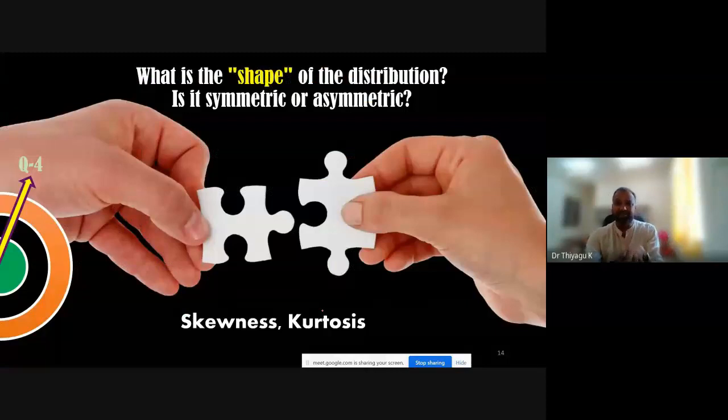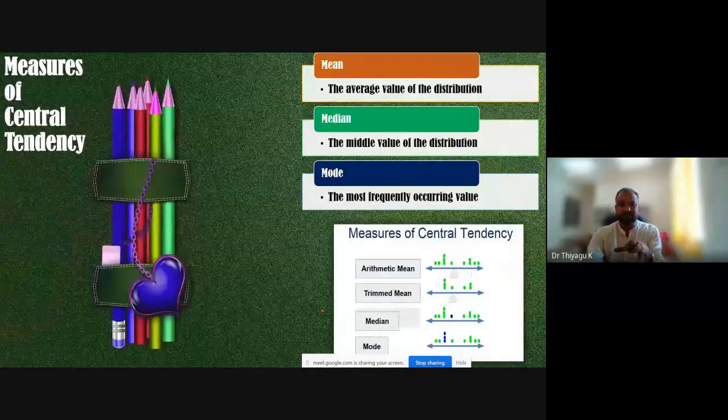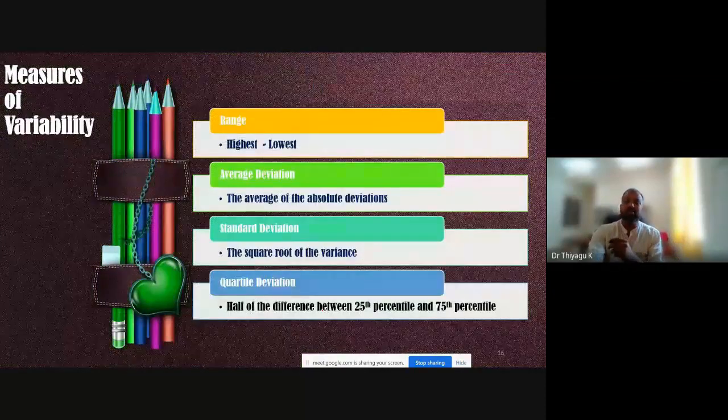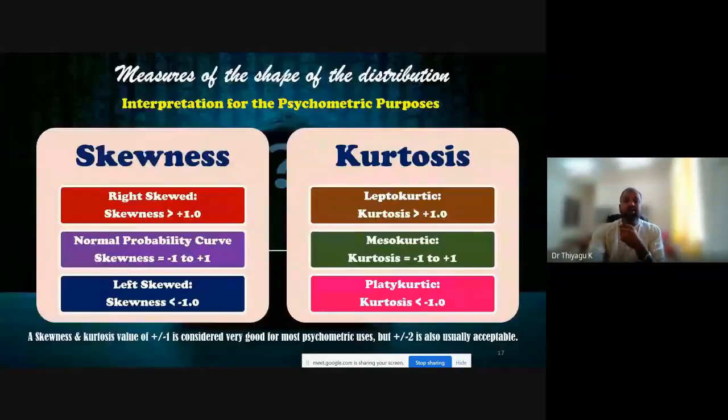For the shape of the distribution, we can take skewness or kurtosis. That also is important. Measures of central tendency consist of mean, median, and mode. Measures of variability are range, average deviation, mean deviation, and quartile deviation, which you also know. Then measures of the shapes of the distributions. This is important. Kindly take a screenshot if possible, because people have confusion about how to write interpretations based on skewness and kurtosis in normality.